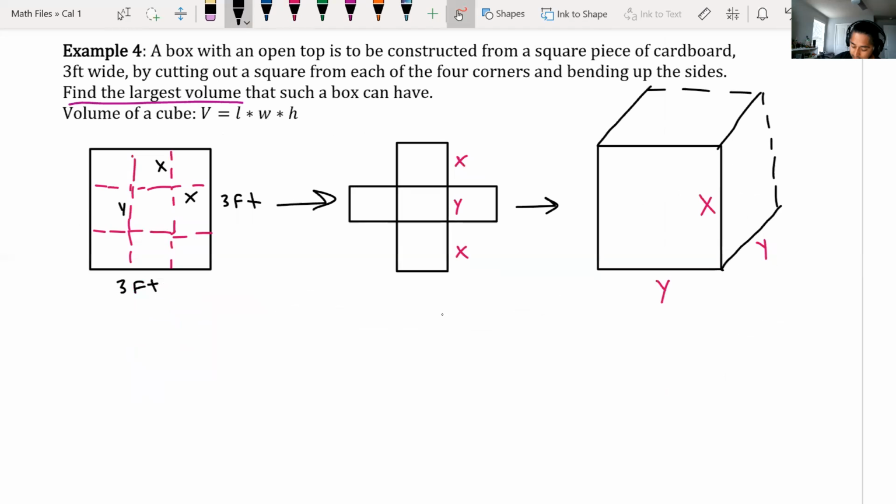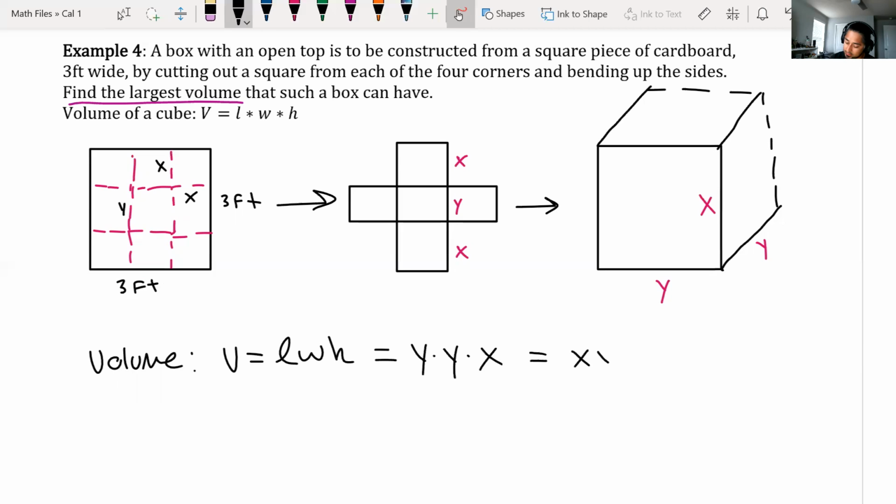So first off, volume is given by length times width times height. Well, we know that the length of the box is given by Y. The width of the box is given by Y. And the height of the box is given by X. Put it together and we get X Y squared for volume.